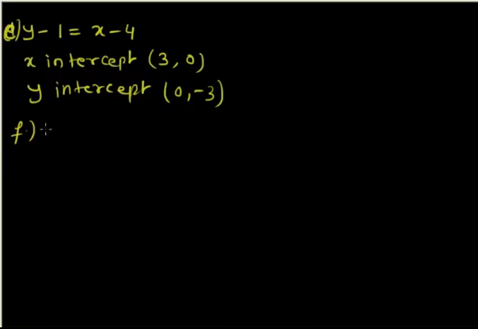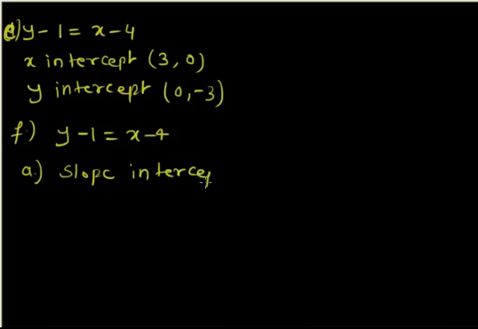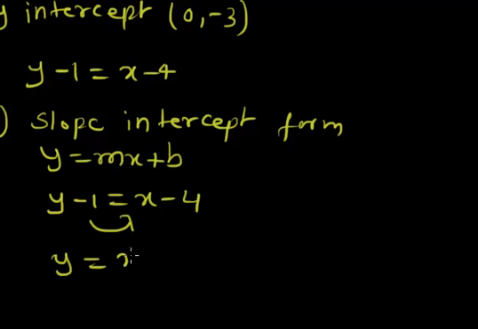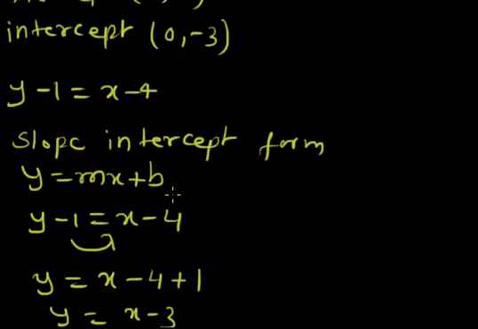Then the last part of the question says write different forms of the line. You already have one form, that is the point slope form. Y minus 1 equals x minus 4. If I want to write the first form, that is the slope intercept form, it is y equals mx plus b. I'll write the equation of this form. So y minus 1 equals x minus 4. I'll bring this 1 on the other side. So y equals x minus 4 plus 1. So y equals x minus 3. So this is the first form, slope intercept form.